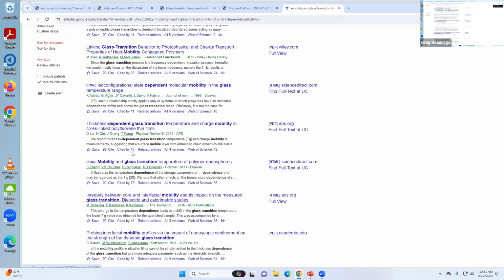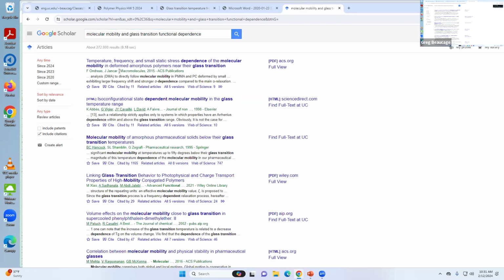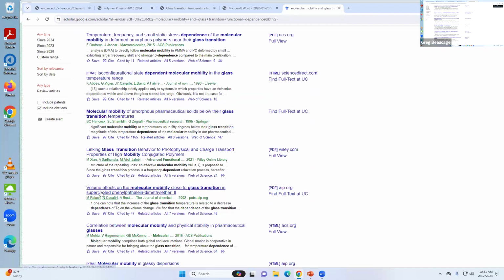Mobility in glass. That seems like something different. Molecular mobility. That's what I want. So you kind of have to find keywords when you do this. I want molecular mobility, not sphere mobility, like the Stokes law for spheres. That's different. Molecular mobility of amorphous materials below their glass transition. Linking glass transition. So anyway, volume effects on the molecular mobility close to glass transition.